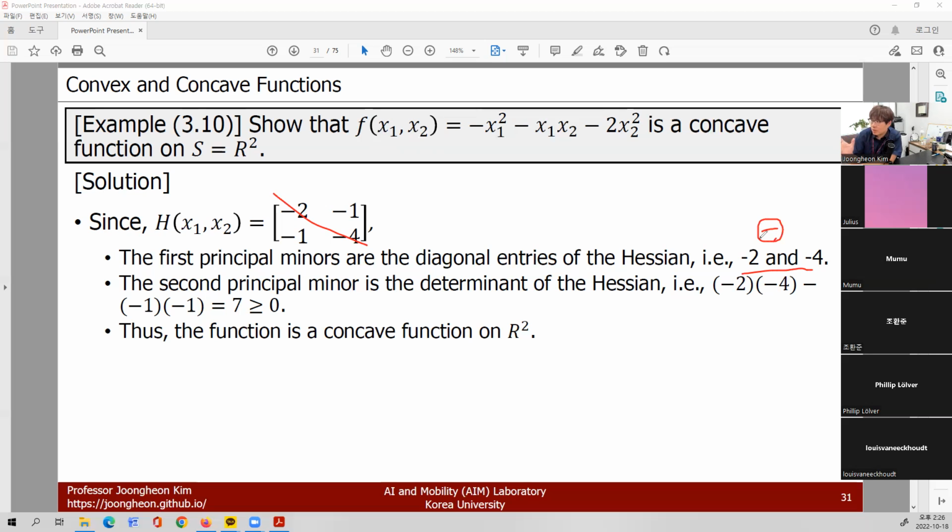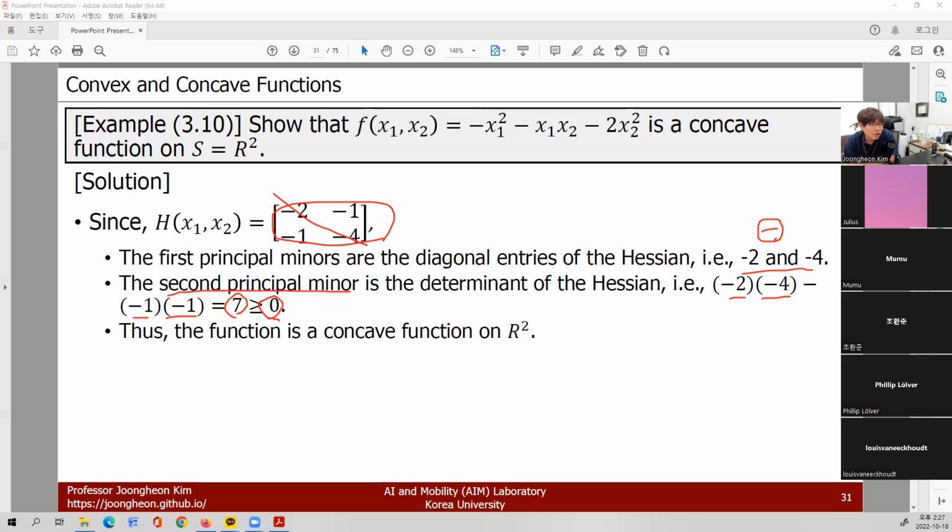Then this is not convex, right? And let's look at the second principal minor. Then you have to find the determinant of this matrix, right? The determinant will be -2 multiplied by -4, minus -1 multiplied by -1, and this becomes 7, and this becomes positive.